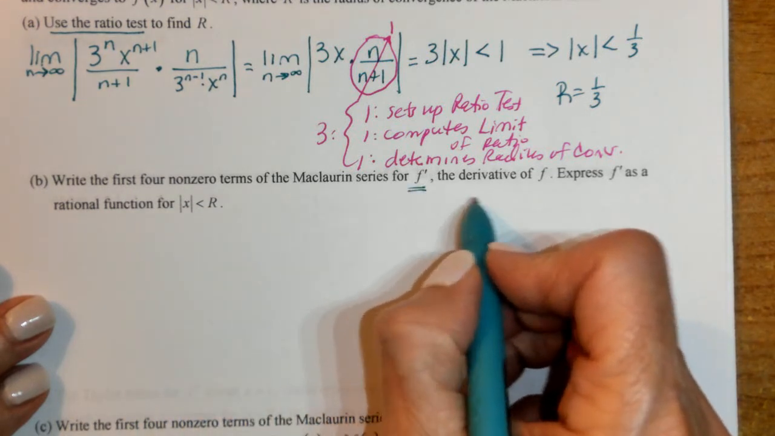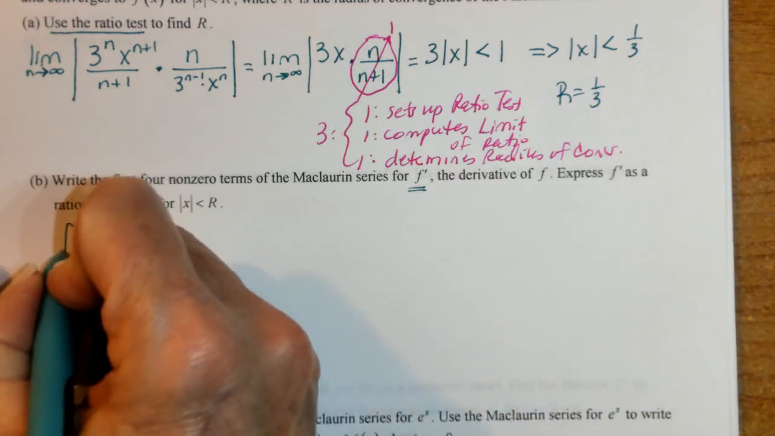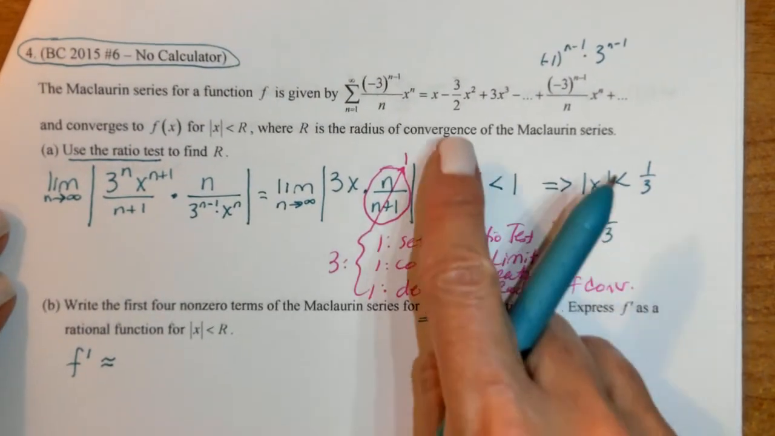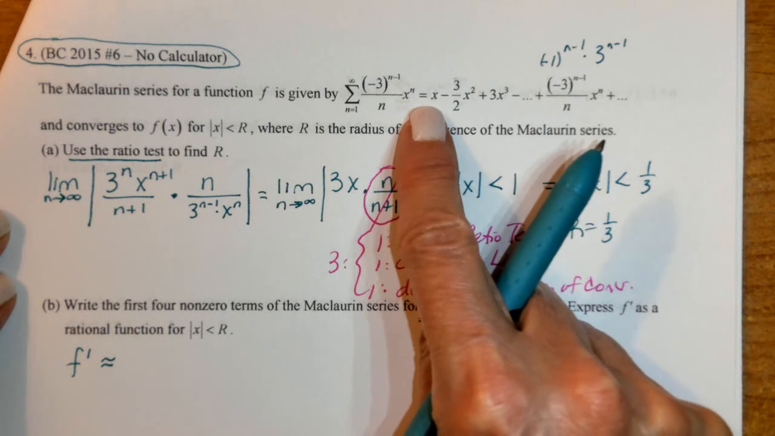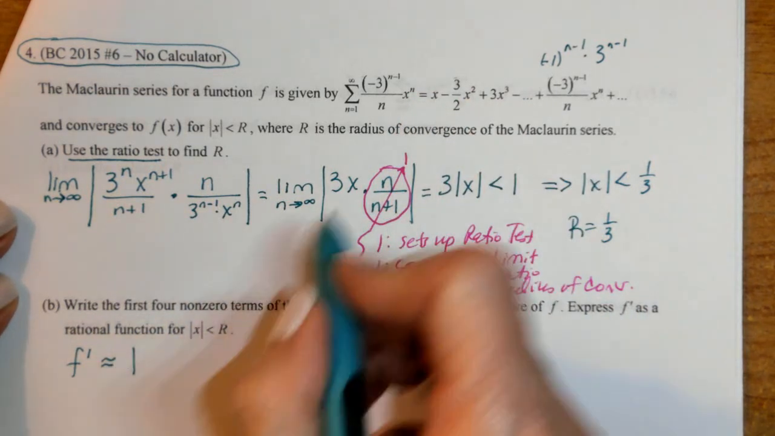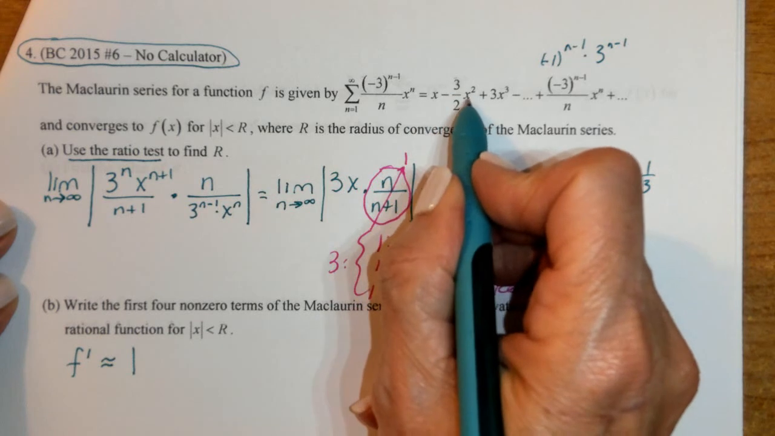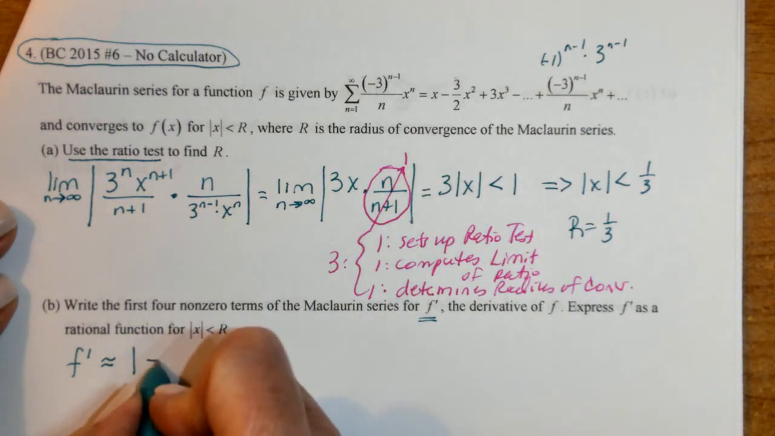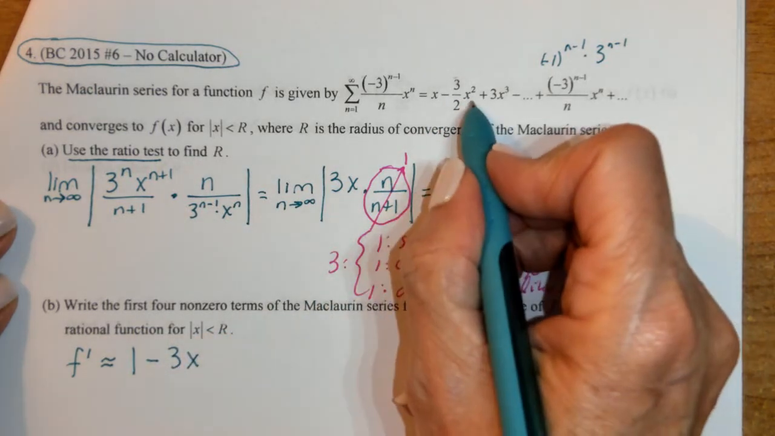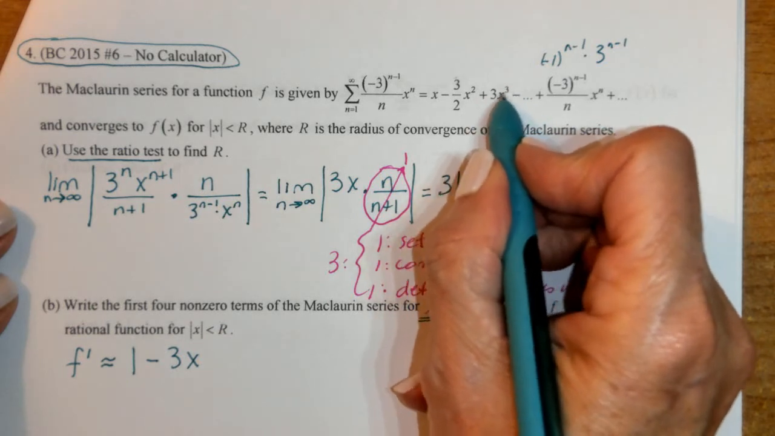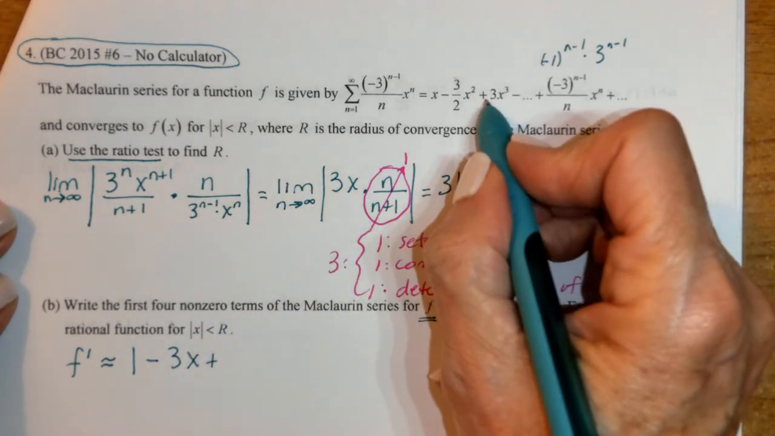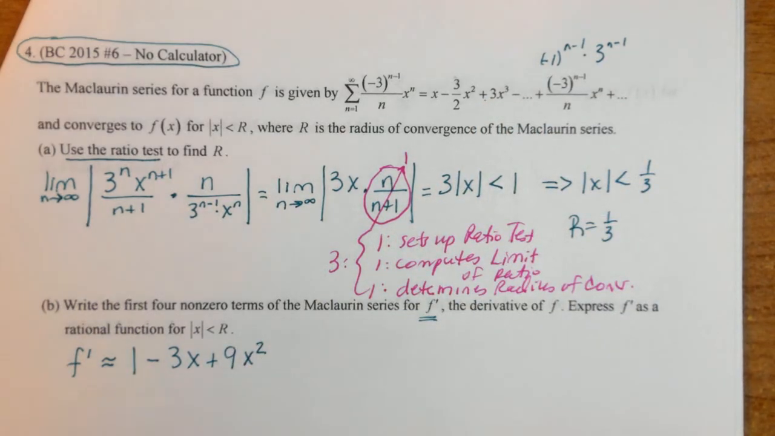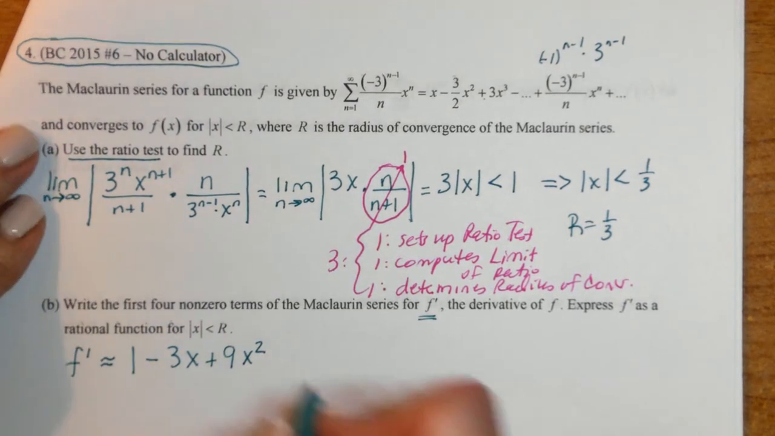So first of all, we're finding f prime. I'm taking the derivative here, right? So the derivative of x is 1. The derivative of -3/2 x squared, power rule, so multiply by 2, the 2's will cancel. I'll have -3x to the first. Here we'll have positive 9x squared. Do we know what the next term is going to be here?